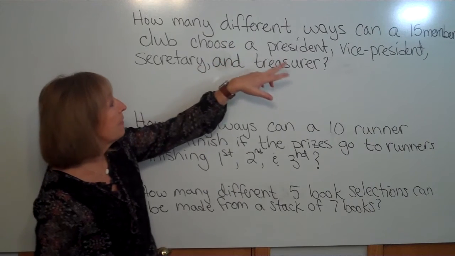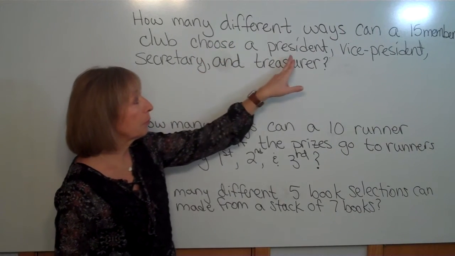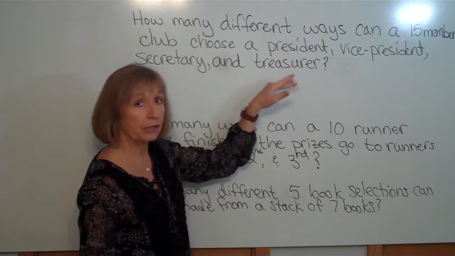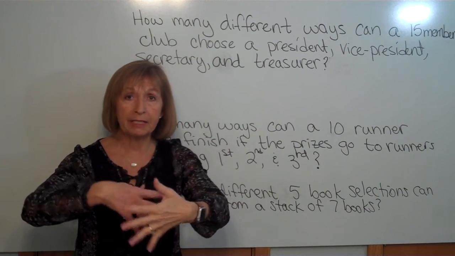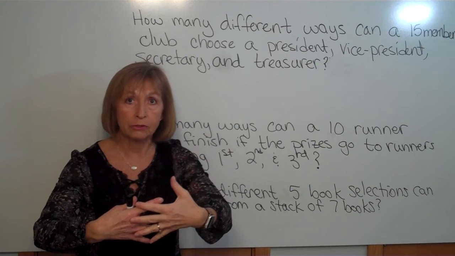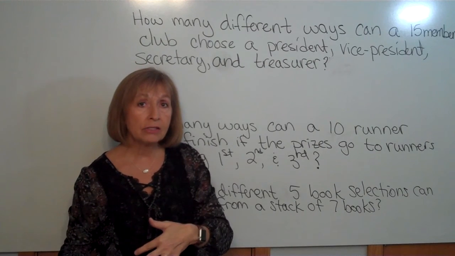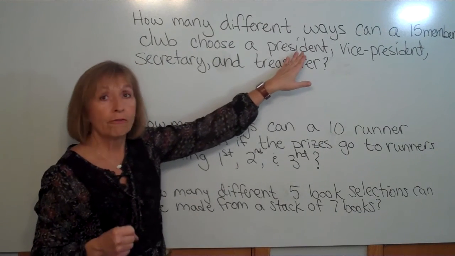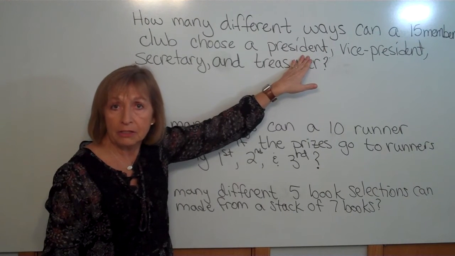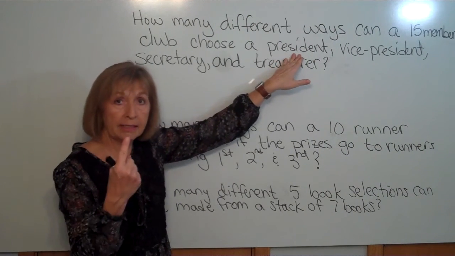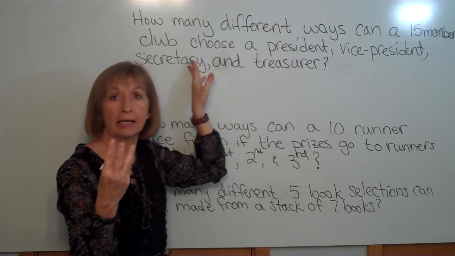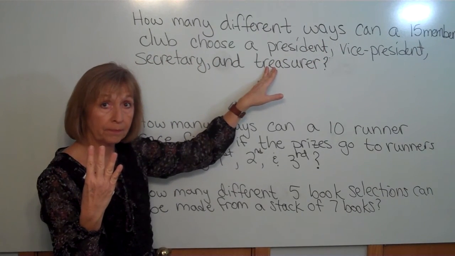Now, can a 15-member club choose a president, vice president, secretary, and treasurer? So you're talking about that club of 15 members being that kind of closed group. And also you're looking at 4 different items that you're selecting out of that 15-member club: a president, a vice president, a secretary, a treasurer.